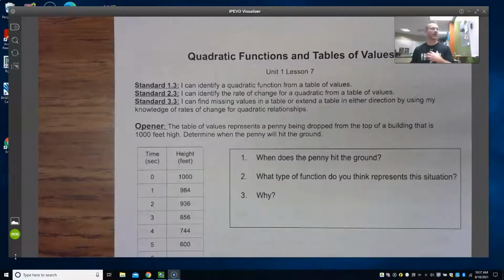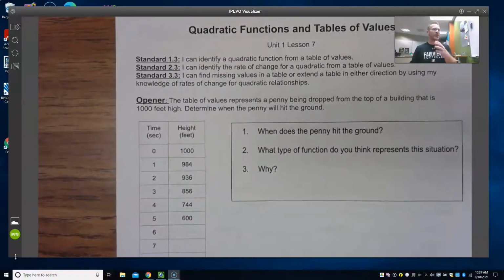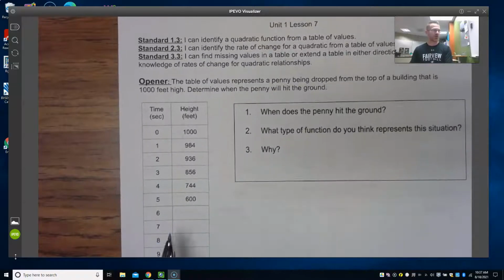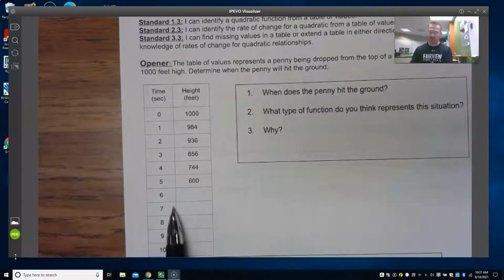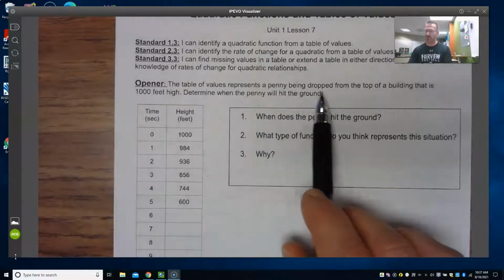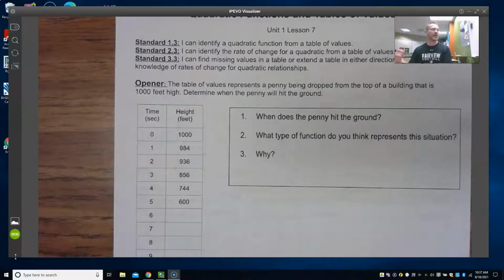All right, so let's look at the table and the opener together today. I know I normally have you pause the video and do the opener on your own, but this one's a little bit different. So I want to go through it with you, and we're going to probably pause and do some different things, so we can see some of the patterns that are there. So here's what I want you to do. I should read the opener here. The table of values represents a penny being dropped from the top of a building that is 1,000 feet high. And we want to determine when the penny hits the ground.